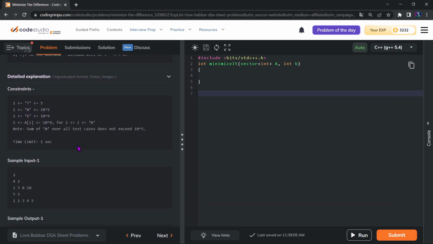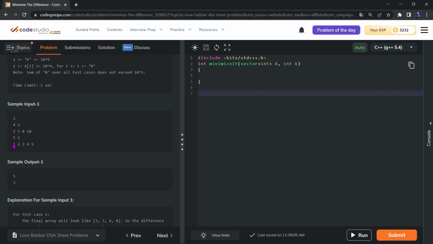So let's understand it by an example like this. We are given 1 2 3 4 5. So what is the maximum element here? It is 5 and the minimum element is 1. What's the difference between them? It's 4. So we have to minimize this 4 by adding or subtracting k, which is given as 2. So we have to add 2 or subtract 2 to each of these elements and get the minimum difference between the maximum element and the minimum element in that case.